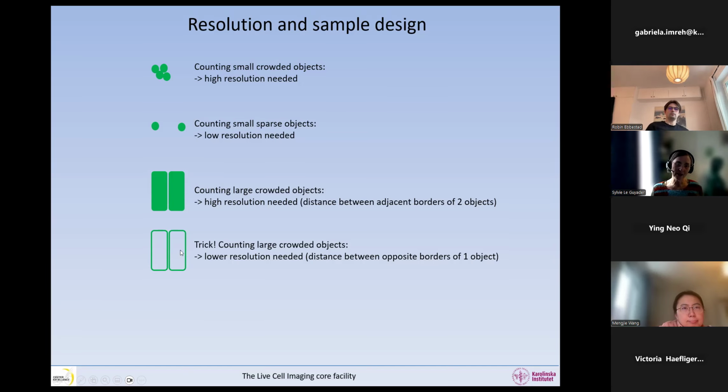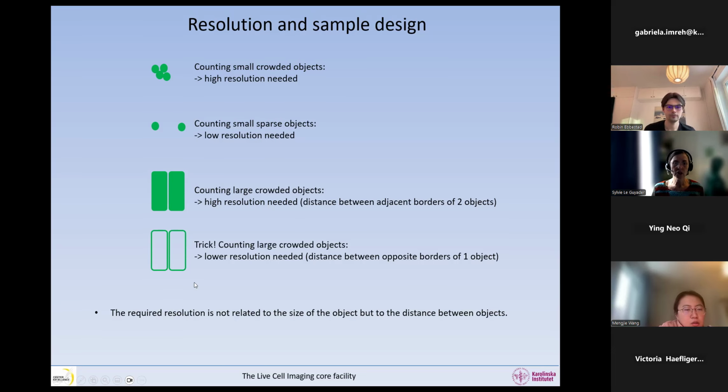And this way, by changing your sample preparation and the way you label the nuclei, you can get away with using a lower resolution and maybe enjoy a larger field of view. Okay, because now it's the distance here that matters. So you can see how, based on which resolution you need, you have choices to make, and that can influence the way you design your sample. So the required resolution is not related to the size of the object, but to the distance between the objects.